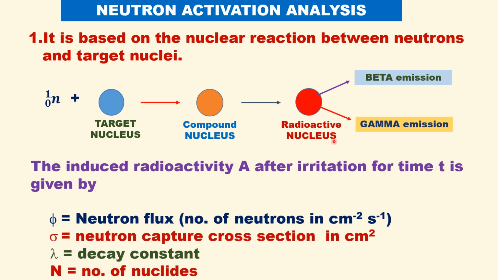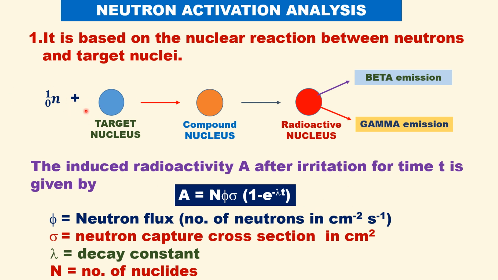The induced radioactivity A after irradiation for time t is given by the following expression: A equals n phi sigma (1 minus e power minus lambda t). In this, A is the induced radioactivity, and it is directly proportional to neutron flux, that is neutron intensity. Neutron flux means neutron intensity. If neutron flux is more, it means more number of neutrons per centimeter square per second.